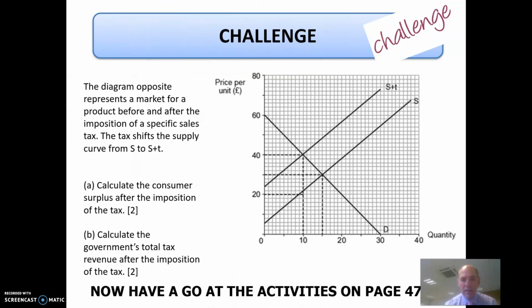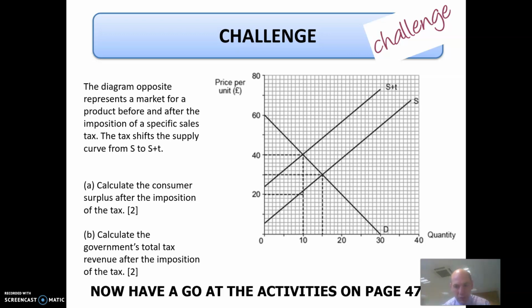And then the second one, make sure that you follow the question. The question says the diagram opposite represents a market for a product before and after the imposition of a specific sales tax. Okay, specific sales tax, that is going to shift the supply curve to the left. And it asks you to A, calculate the consumer surplus after the imposition of the tax.